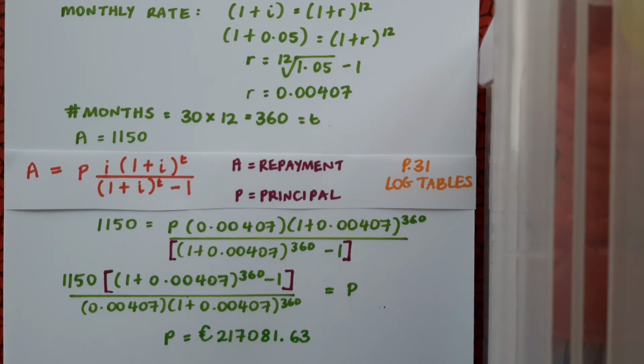So both of these questions were really obviously amortisation questions because the word mortgage is being used. So that really kind of screams amortisation. So we know to go to page 31 of the log tables for that formula. But this next question isn't quite so obviously amortisation. So we'll have to have a think about it first just to be sure that it is.